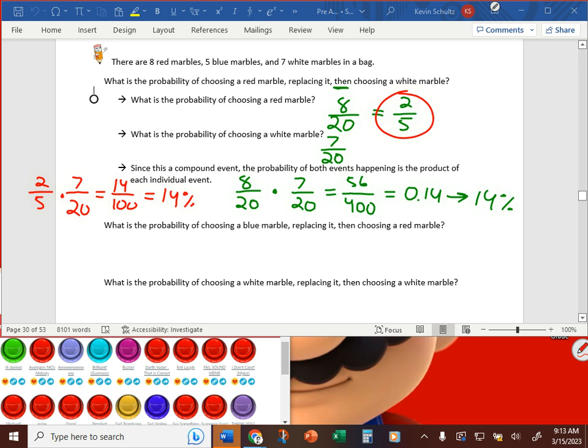Good. All right. Practice one on your own. The probability of choosing a blue marble, replacing it, and the probability of choosing a red marble. So what you're doing here is, again, taking those individual probabilities and then combining them with the operation of multiplying. First, what's the probability of a blue? Then, what's the probability of a red? And you're multiplying those two fractions together. Give it a try.